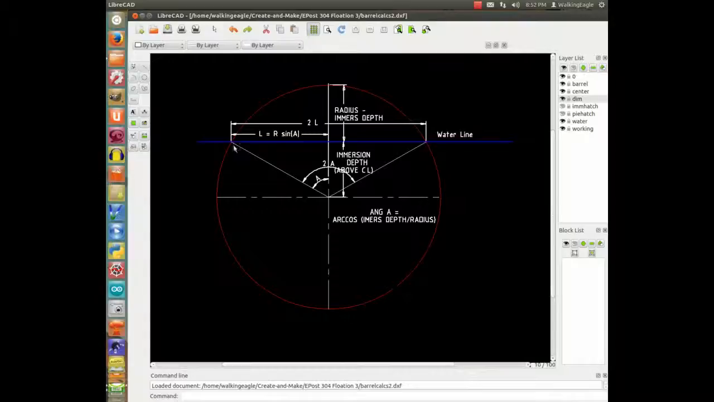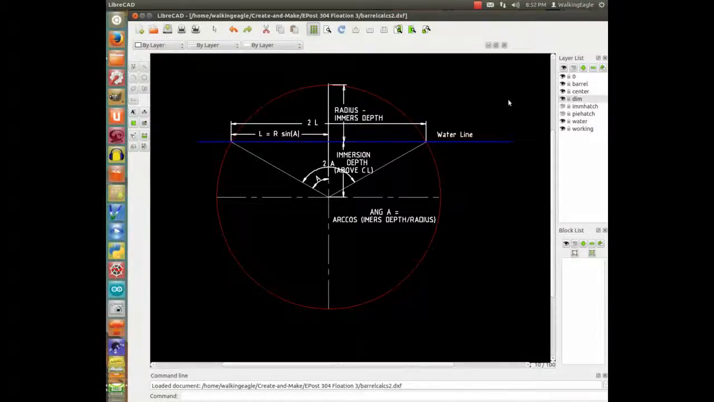And we're then able to calculate the area that is immersed. Once we know the area that's immersed, we multiply it times the length of the barrel, and that will give us the volume that's immersed.